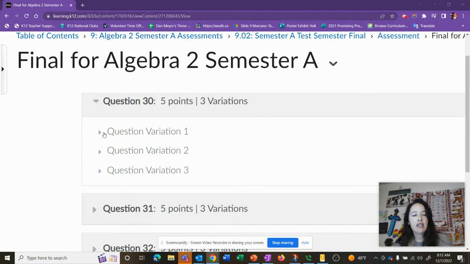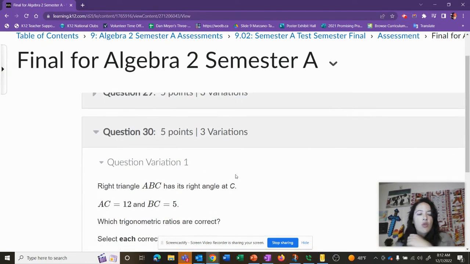All right, let's take a look. Right triangle ABC has its right angle at C. AC equals 12 and BC equals 5. Which trigonometric ratios are correct?